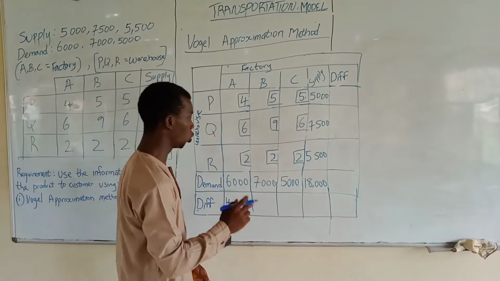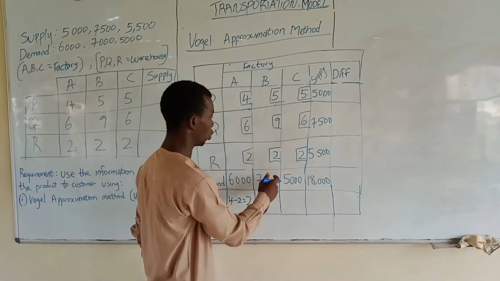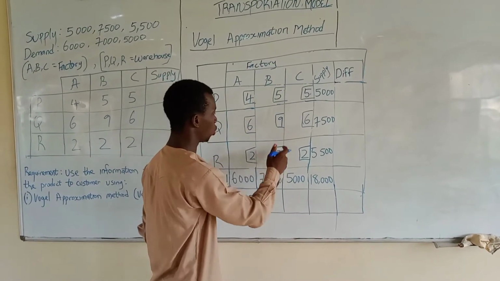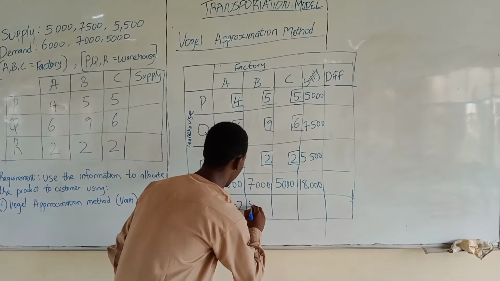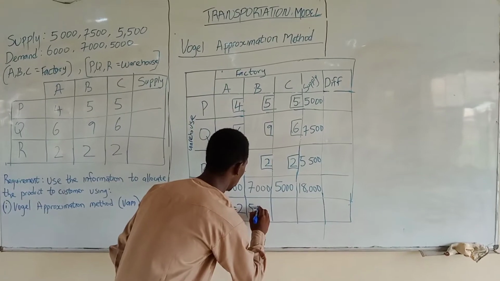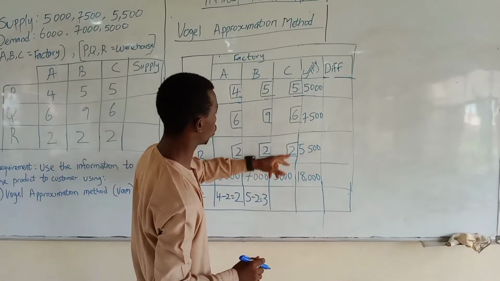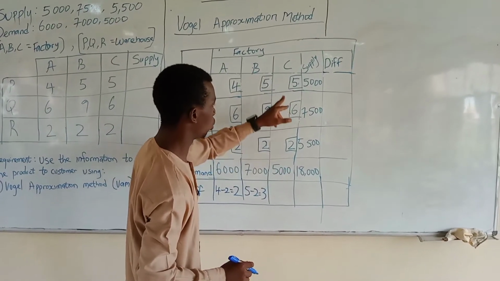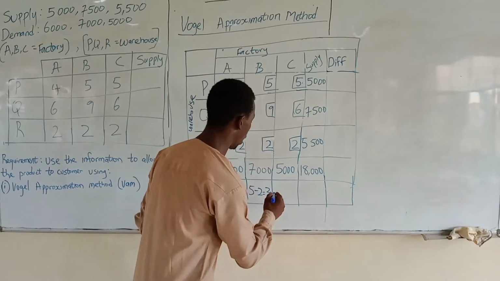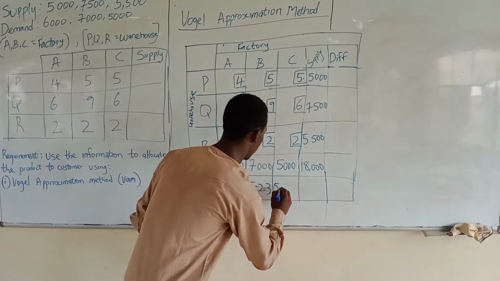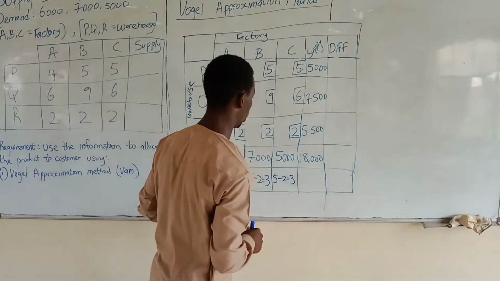We do the same for the next column. We have 5, 9, and 2. We have 5 and 2 here, so 5 minus 2 equals 3. Here also we have 5, 6, and 2. 5 and 2 are also the two lowest numbers, so 5 minus 2 equals 3.